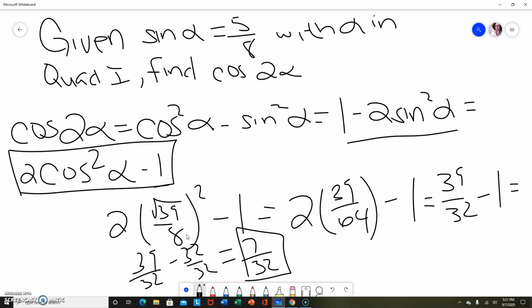So as you can see, I get the exact same answer either way. I didn't have to go and find what cosine was, but I just wanted to make sure that you understood how to do so if you needed to. And I hope that this helps.